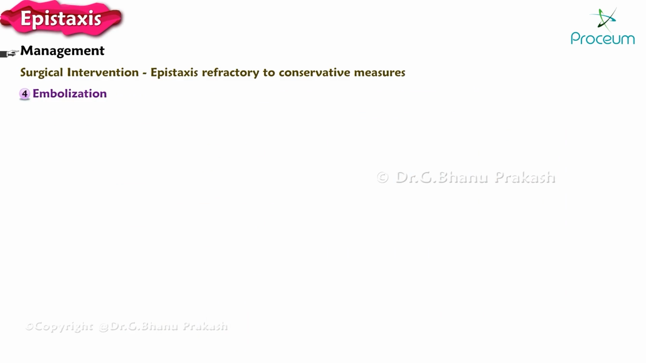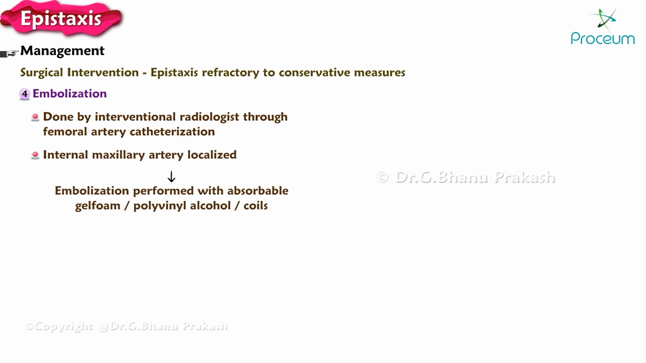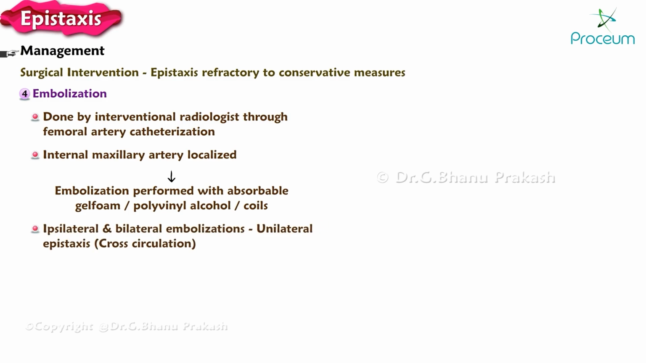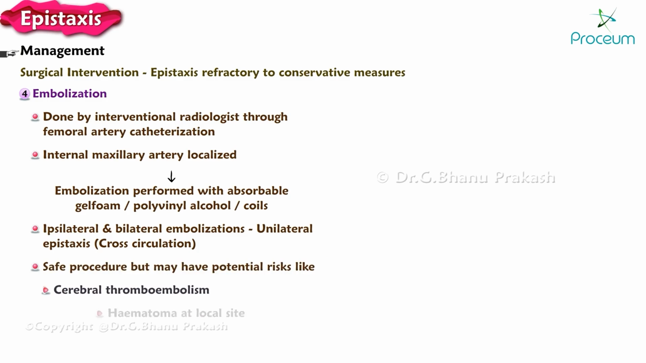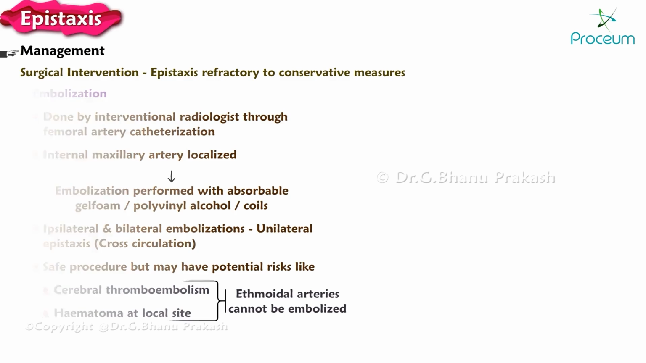4. Embolization. It's done by an interventional radiologist through femoral artery catheterization. Internal maxillary artery is localized, and the embolization is performed with absorbable gel foam and/or polyvinyl alcohol or coils. Both ipsilateral or bilateral embolizations may be required for unilateral epistaxis because of cross-circulation. Embolization is generally a safe procedure, but may have potential risks like cerebral thromboembolism, hematoma at local site. Ethmoidal arteries cannot be embolized.